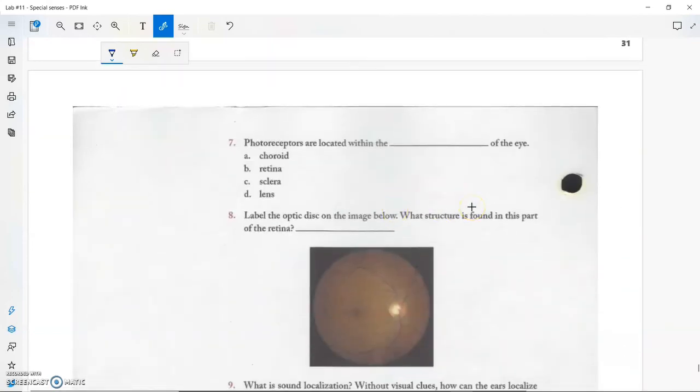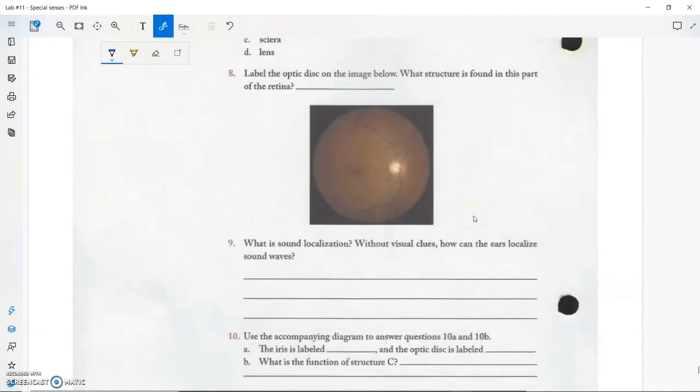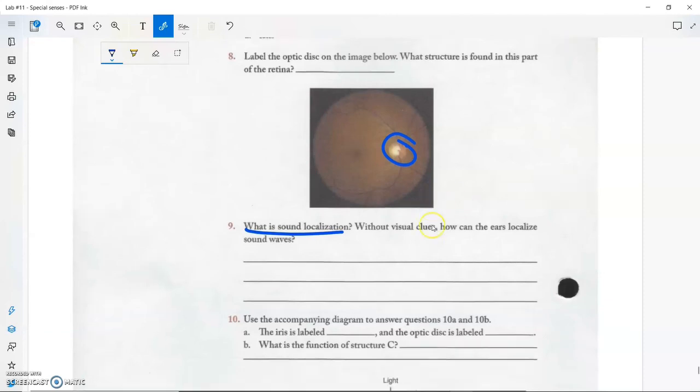Photoreceptors are located within the retina of an eye. The optic disc, the image below, is here. In this part of the retina you can find an optic nerve. Sound localization is ability to identify where the sound is coming from without visual clues. Ears can localize sound waves because there are two of them, and they detect small differences in timing when the sound arrives, in the loudness, and so on and so forth.